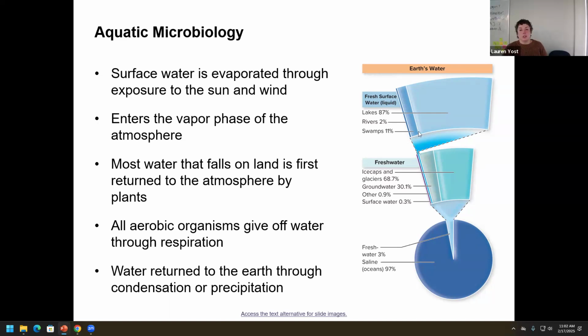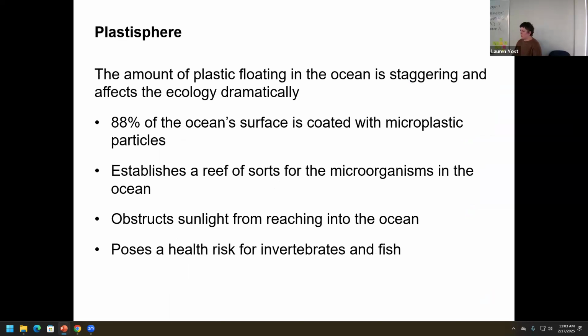Yeah. And so this is basically just breaking down our fresh water that would be a part of that source. All right. So it's a very small proportion of it, basically, that would be usable. The big problem with our aquatic environments, whether it's salinated or fresh, is the plastisphere. So basically the fact that plastic cannot be broken down by microbes. And so it's just collecting in our atmosphere.